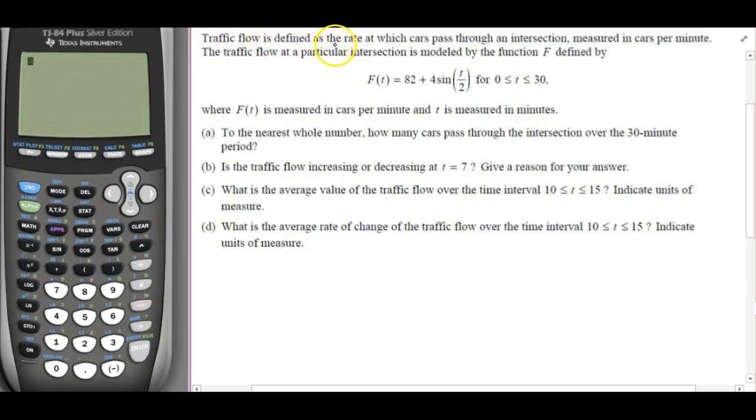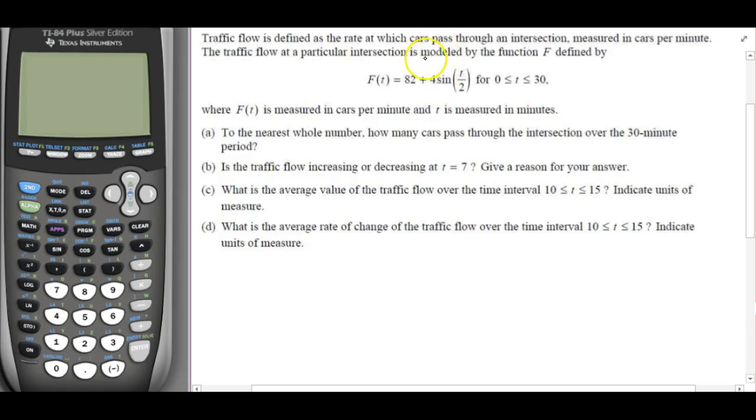Alright, let's jump into our first AP question. Traffic flow is defined as the rate at which cars pass through an intersection, measured in cars per minute. The traffic flow at a particular intersection is modeled by the function f, defined by f of t equals 82 plus 4 sine of t divided by 2 for times t between 0 and 30. And f of t is measured in cars per minute, and t is measured in minutes.